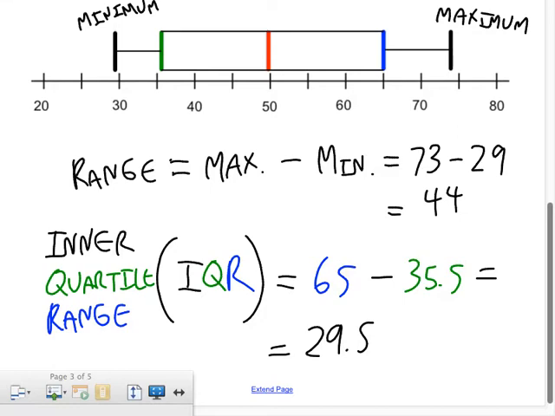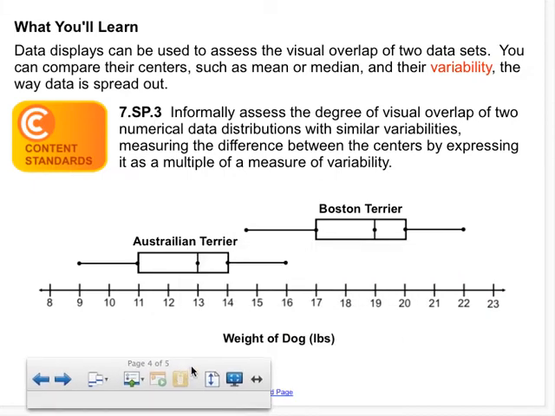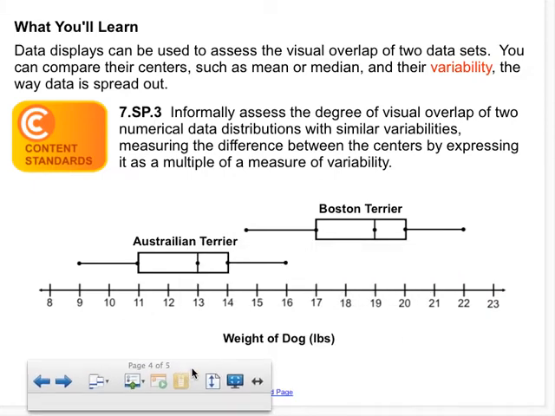Okay, I want to do one more example with you. And this is actually a problem from the homework. This is the standard we're covering. What you'll learn: display data. Data displays can be used to assess the visual overlap of two data sets. You can compare their centers, such as mean or median, and their variability. The way data is spread out, that's what variability is. Informally assess the degree of visual overlap of two numerical data distributions with similar variabilities. Measure the difference between the centers by expressing it as a multiple of a measure of variability. So that's the activity. I'm going to go over an example with you.